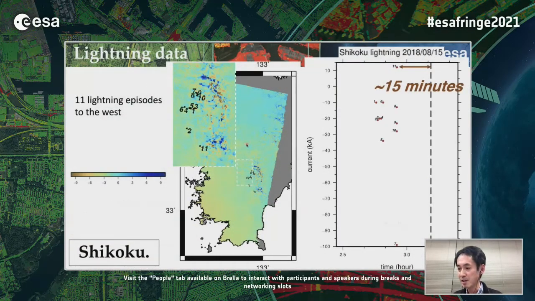Next is the lightning data in Shikoku. In this case, there occurred 11 lightning episodes near the heavy rain area here, but a little bit shifted to the west. And moreover, they occurred 15 minutes before the SAR imaging. Therefore, lightning did not correlate with the dispersive phase in terms of the spatial and temporal locations. We thus rule out the possible effect of runaway electron avalanche.